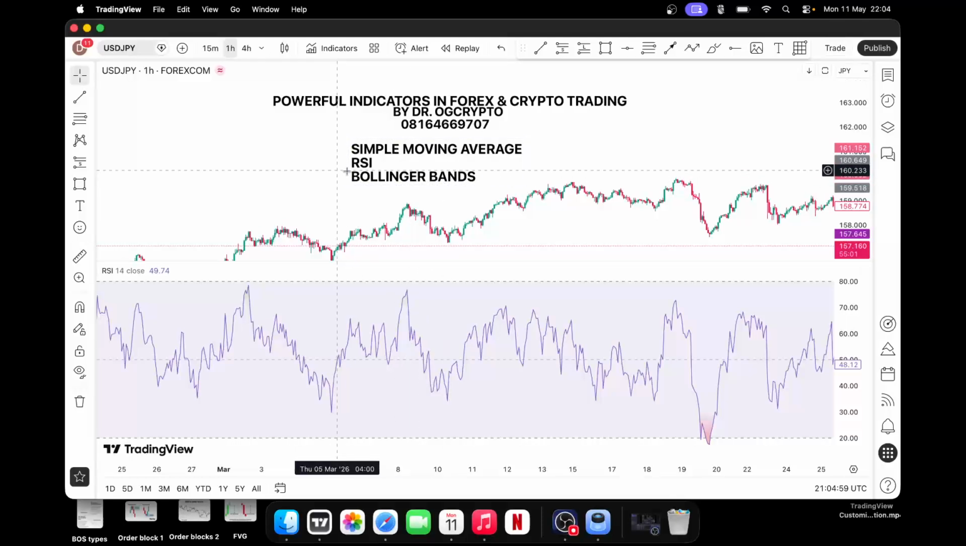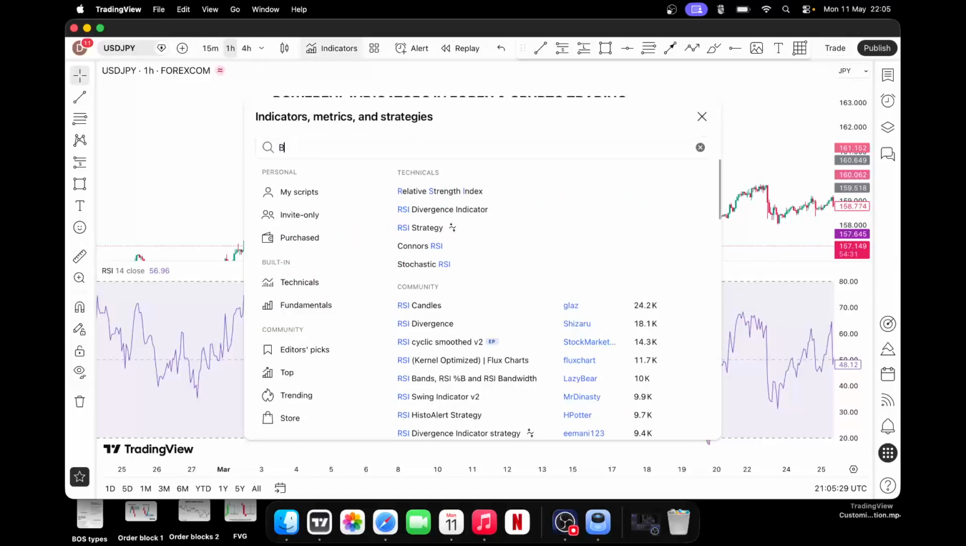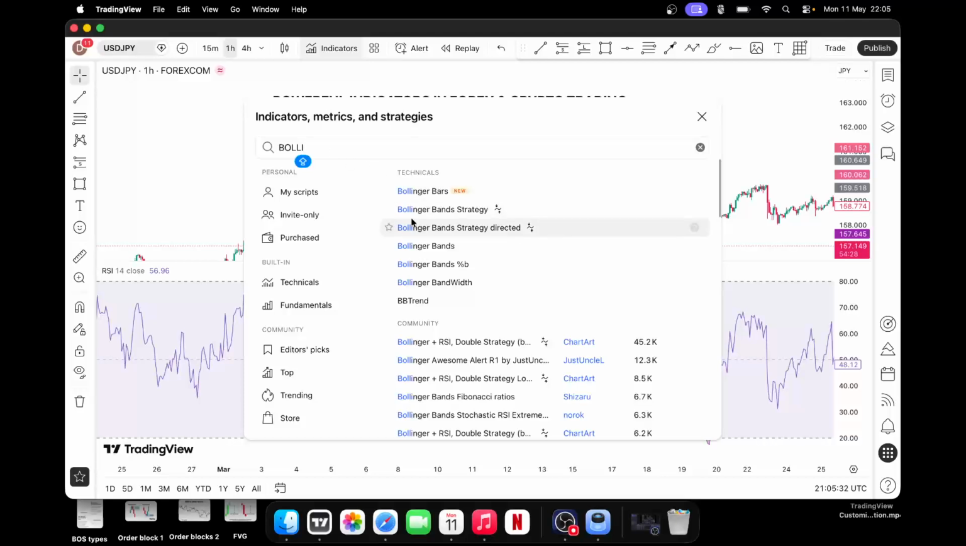So for the Bollinger Bands, what do they do? The importance of the Bollinger Bands is just to identify high market volatility, or if there is a potential breakout. That's what we use Bollinger Bands for: to know if there is a potential for breakout, that is, the market is about to break out. So how do we add it to your chart? Go to indicators and search for Bollinger Bands. You can see a lot of Bollinger indicators, but the one you are looking for is Bollinger Bands. So you add it.